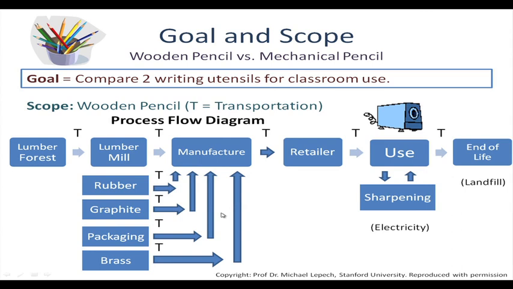or transportation by trucks, transportation by rail. So all that information has to be collected as well. All the data collection that goes with that is what the LCI is, the life cycle inventory data, and that's very critical. So this was for the wooden pencil.